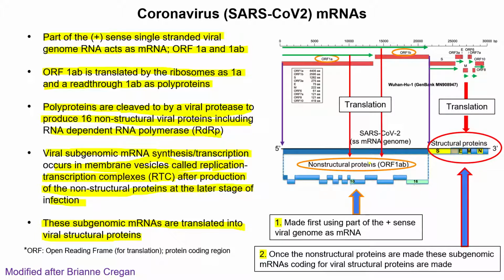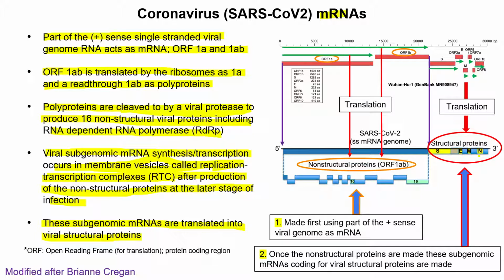Once these non-structural proteins are made, they set up these viral factories in the RTCs, or replication transcription complexes. They take the genome RNA as the template, and from there they make the mRNAs. That's why we are saying that they are making the mRNAs, which code for these proteins. That's basically what it is.